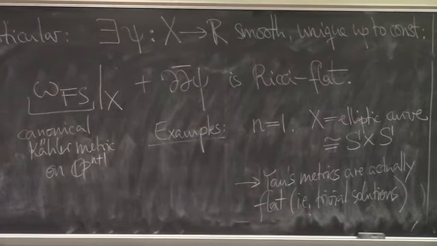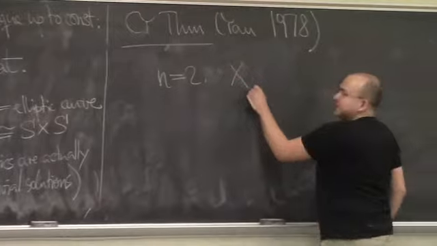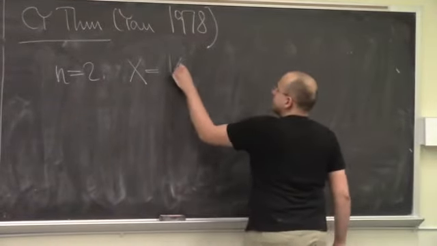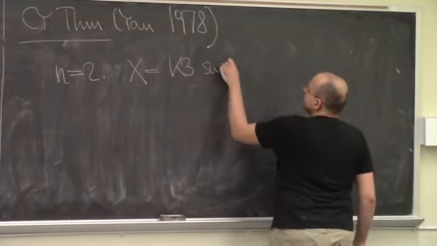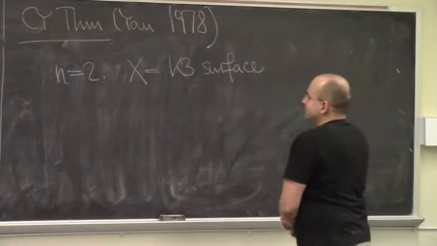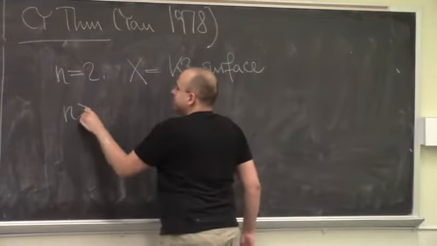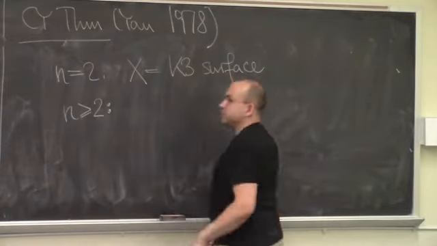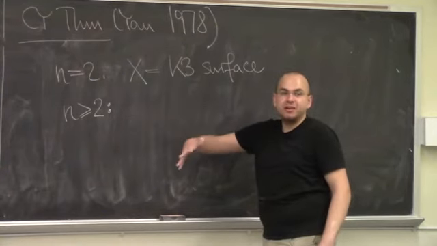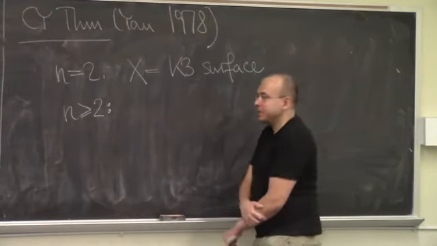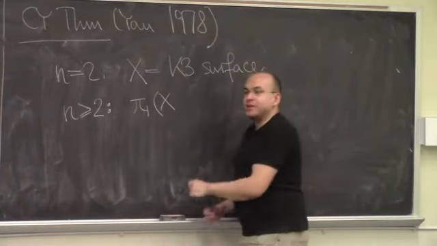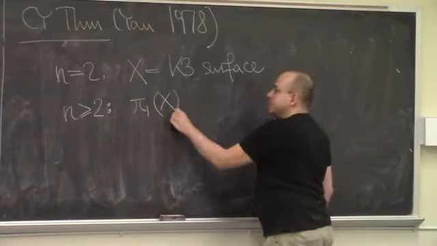So let's say n equals 2. Then X would be a particular example of a K3 surface. And in any complex dimension greater or equal than 2, just to repeat what I just said, these solutions are non-trivial. They're Ricci-flat manifolds that are not already flat, not already quotients of Euclidean space, simply because by the Lefschetz hyperplane theorem, the fundamental group is going to be trivial.